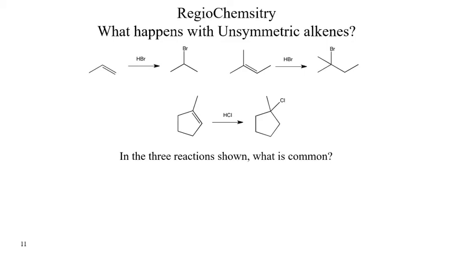Okay, so let's look at regiochemistry. We've got just a couple more slides before we finish this one out. What happens if we have an unsymmetric alkene? So we've got a bunch of alkenes shown up here, and you'll notice that they're all shown out with our products. And what we want to try and figure out is what they have in common. Okay, and this is what Markovnikov did.